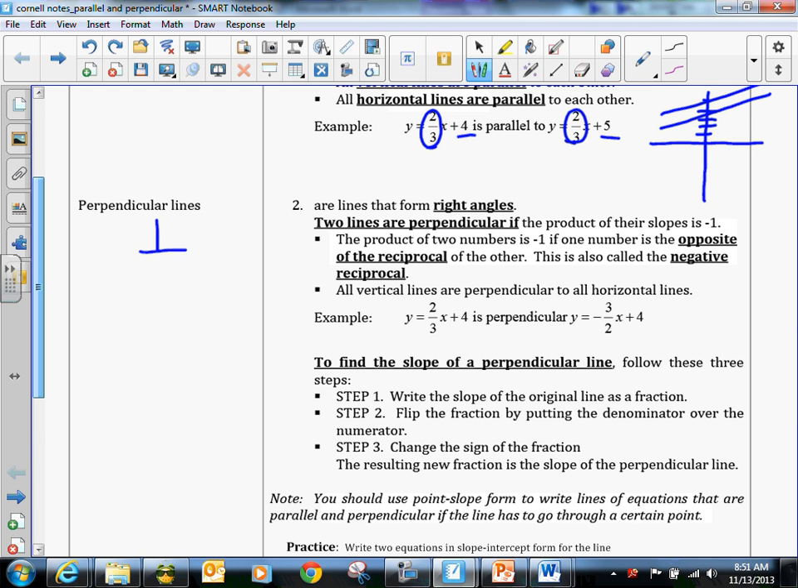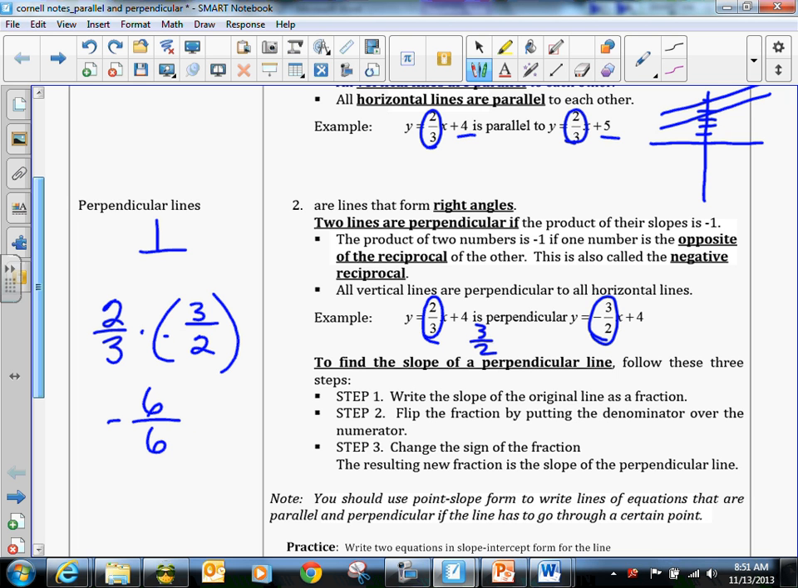So here we have two examples. I have 2/3 x plus 4. So here's my slope of 2/3. And then here's my slope of -3/2. The reciprocal of 2/3 is 3/2. And then we make it negative so we can multiply. Here we have 2/3 times -3/2. And basically we have -6/6, which equals -1.